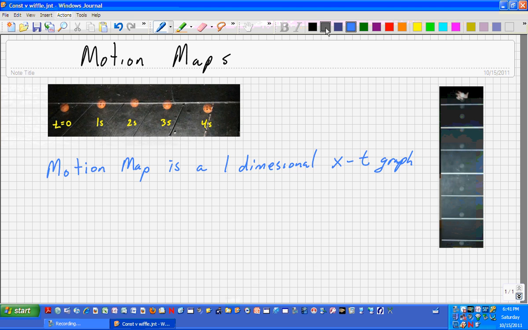Now for this particular motion map, we can see that the positions for these time frames are evenly spaced, which would indicate that this object is moving at a constant velocity. And really, for the time being, until we get into the next unit, that's what we're going to consider. We're going to consider things moving at a constant velocity. So constant velocity is indicated by even spacing.